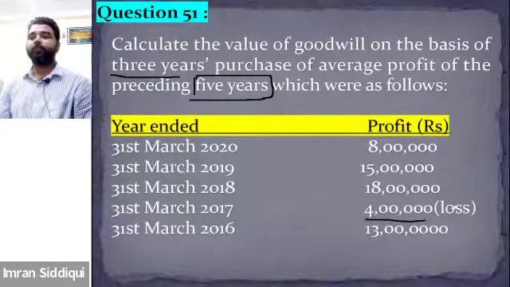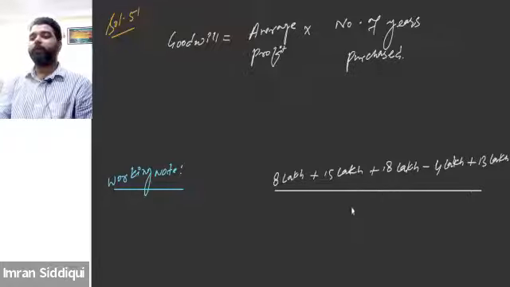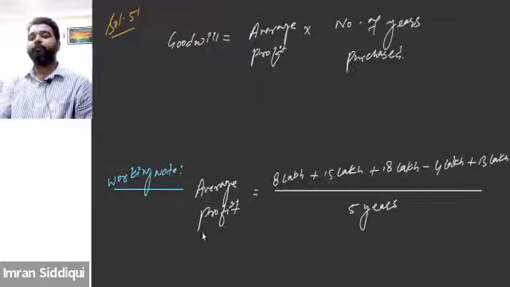See, in the question, you can see in the year 2017, we have a loss of 4 lakh. So therefore I am subtracting 4 lakh. And after that, in the next year, 2016, we have a profit again of 13 lakh. So I'm going to add this value, plus 13. Then we will divide the entire amount by 5 years, since these are the profits of 5 years. And this is how we will find the average profit of 5 years.